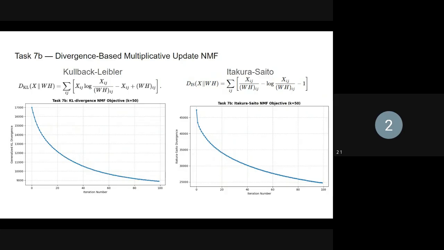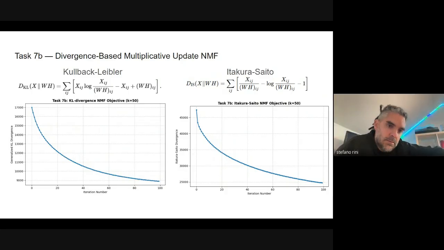I compare the divergence-based multiplicative update NMF. And I do the KL and IS. Okay. Go ahead.